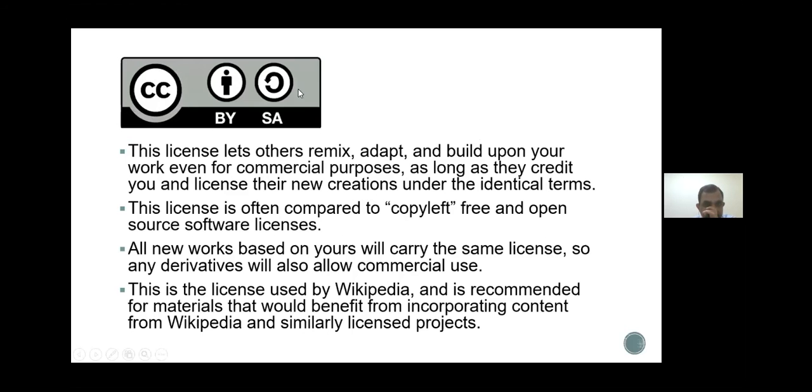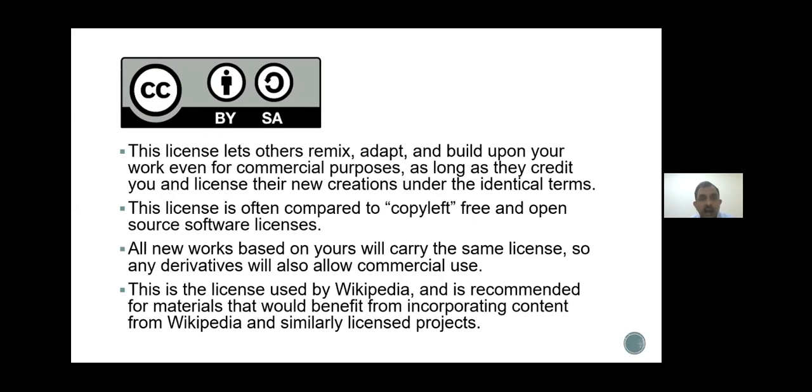Then when we add SA, then we put one condition. The only difference between this and this is that we also have a lot of freedom. All freedoms are there. You can remix, you can adapt, you can build on your work, you can do anything. But when you share your content, you share it with the same license, CC BY SA. So you cannot say that if you are, for example, writing a text and you are using some material from CC BY SA content, right?